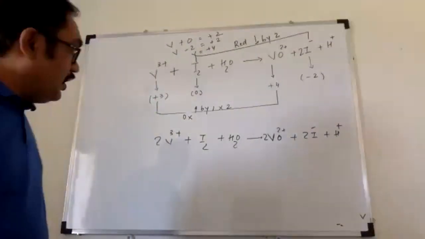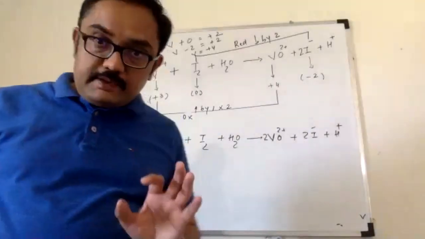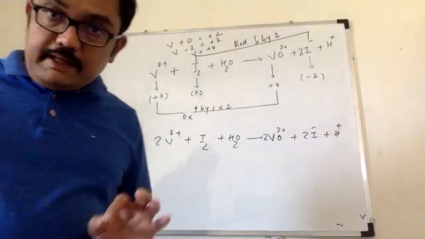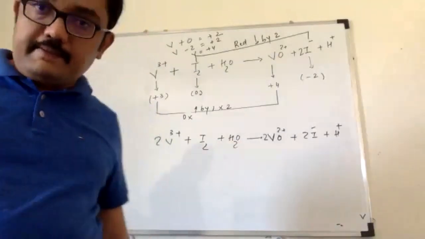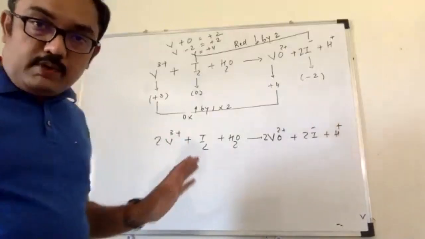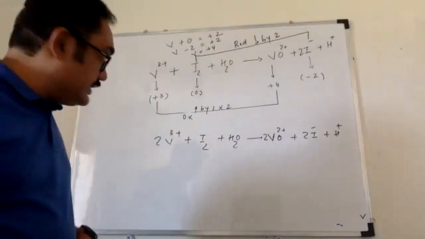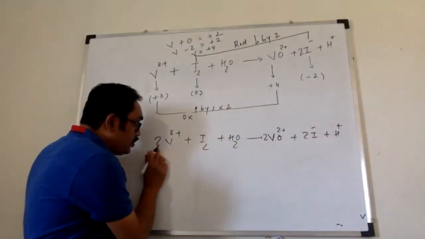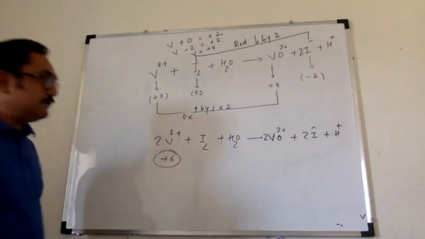All right. Now, after doing this, you see the charge. You see the charge on both sides. And as the medium is acidic, you need to balance the charge by putting H plus ions. Tell me, left hand side, what is the total charge? 2 multiplied by 3 plus, 6 plus. Okay.